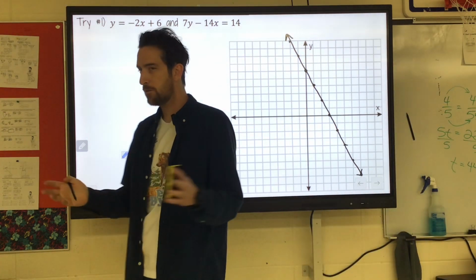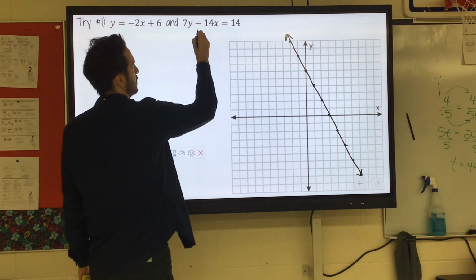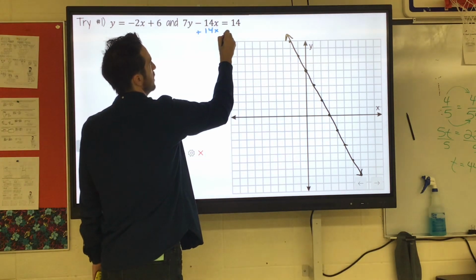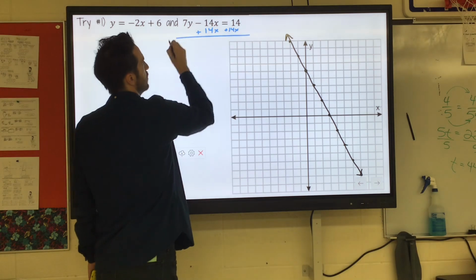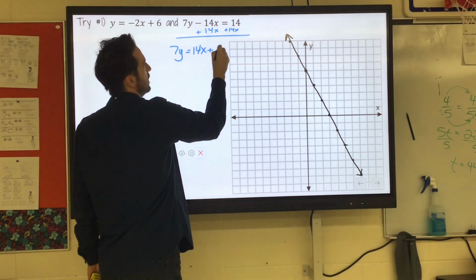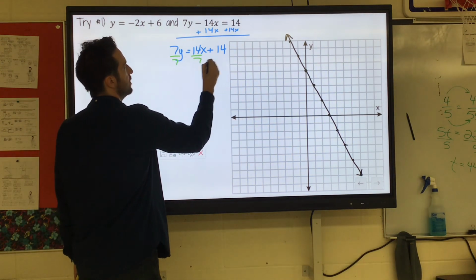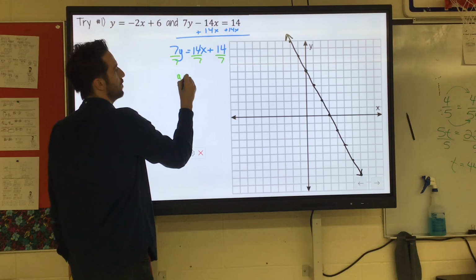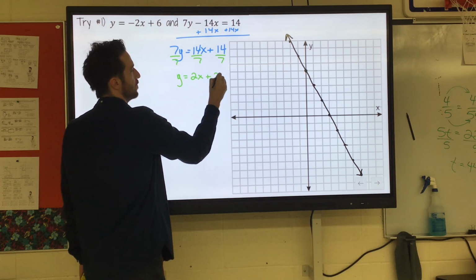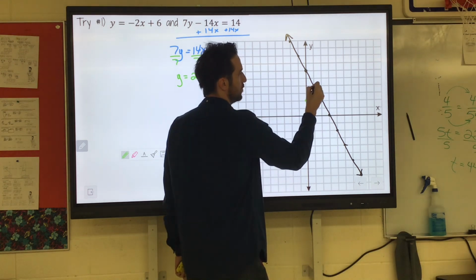Now the second one is in standard form. You could graph it in the form that it's in, but I would recommend getting it into slope-intercept form. So we'd have to add the 14x to the other side, which would give us 7y equals 14x plus 14. And we don't want 7y, so we have to divide everything by 7, which would give us y equals 2x plus 2. You start at 2. And then you go up 2 over 1.